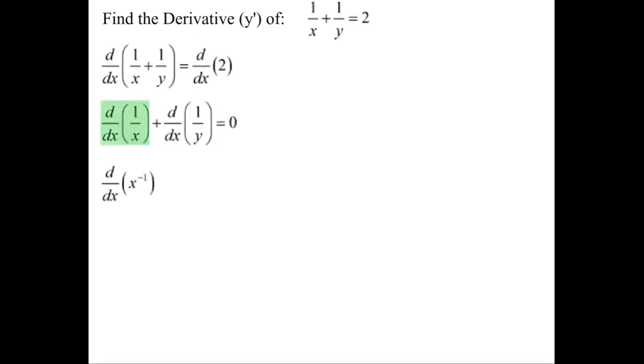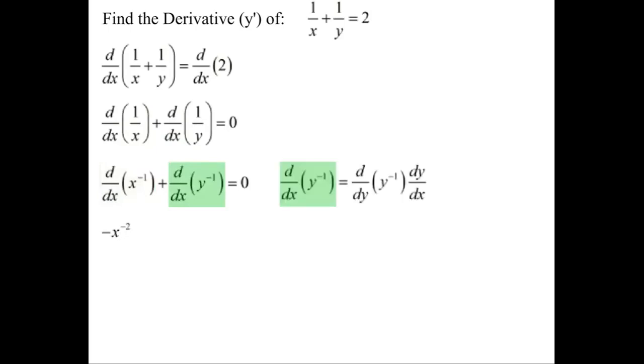Find the derivative of 1 over x plus 1 over y equals 2. First step is to take derivative of both sides. Derivative of 1 over x is the same thing as the derivative of x raised to the power negative 1. And the derivative of 1 over y is the same thing as the derivative of y raised to the power of -1. And the derivative of a constant is just 0. So now, the derivative of x raised to the power of -1 is just an application of the power rule. Negative x raised to the power of -2. Now here, the derivative of y raised to the power of -1 requires the application of the chain rule. Remember, y is a function of x, so we need to apply the chain rule.